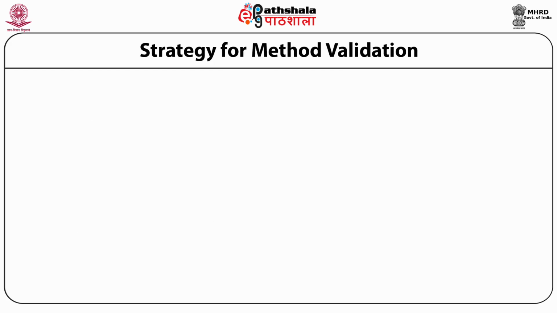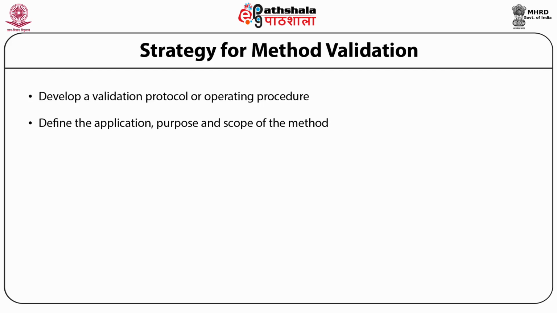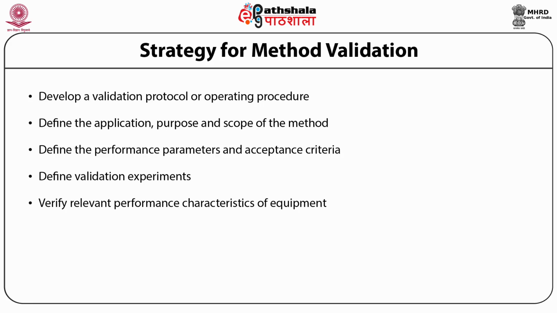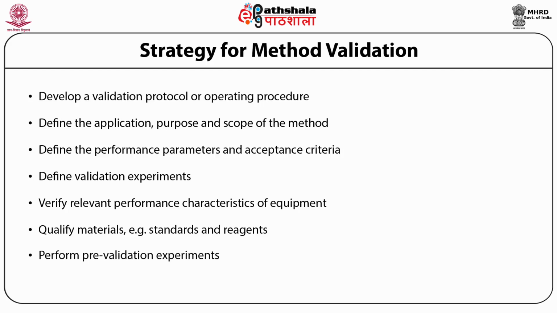The strategy for method validation is first to develop a validation protocol or operating procedure, define the application, purpose and scope of the method, define the performance parameters and acceptance criteria, define validation experiments, verify relevant performance characteristics of the equipment, qualify materials, especially standards and reagents and their qualities, and perform pre-validation experiments. This is a strategy for method validation. It has to be done one by one.